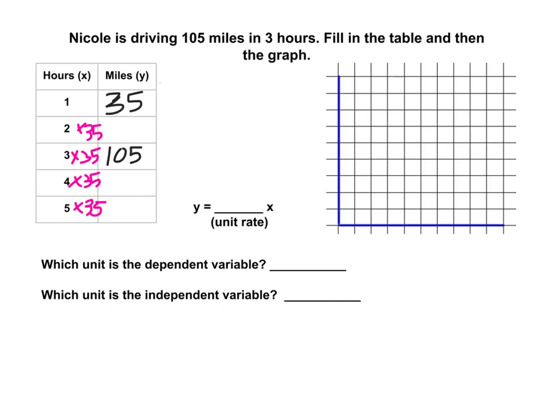So I'll do the first one with you, and then I'm going to let you do 4 and 5. So we should just be setting it up 35 times 2. 5 times 2 is 10. 3 times 2 is 6, plus 1 is 7. So we are getting 70 miles for 2 hours. Go ahead and pause the video and do 4 and 5 now.